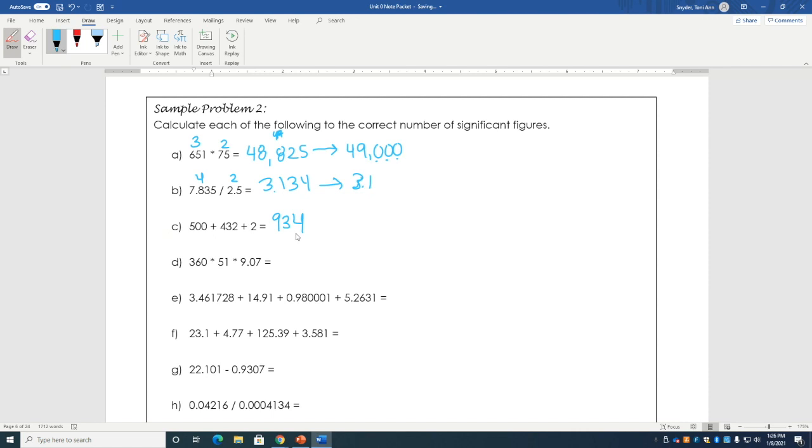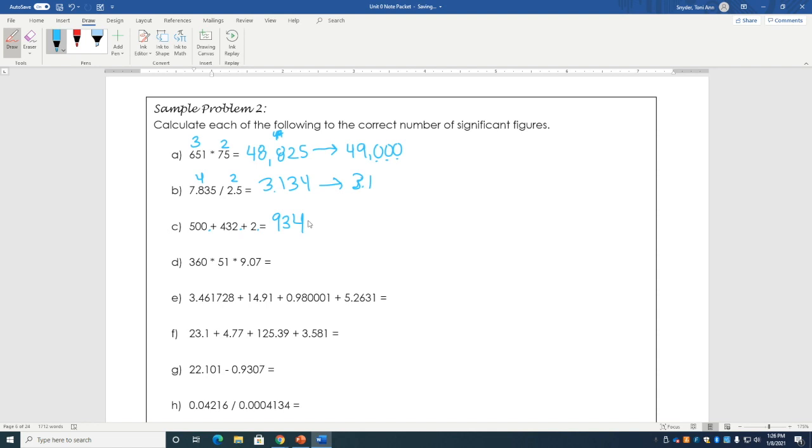In this case, we have to look at the value in each of these numbers that I added together, which one has the least number of places after the decimal point. Well, 500 has 0 places after the decimal point, right? You could see there's nothing there. 432 also has 0 places after the decimal point, and so does 2. Therefore, your answer should also have 0 places after the decimal point.